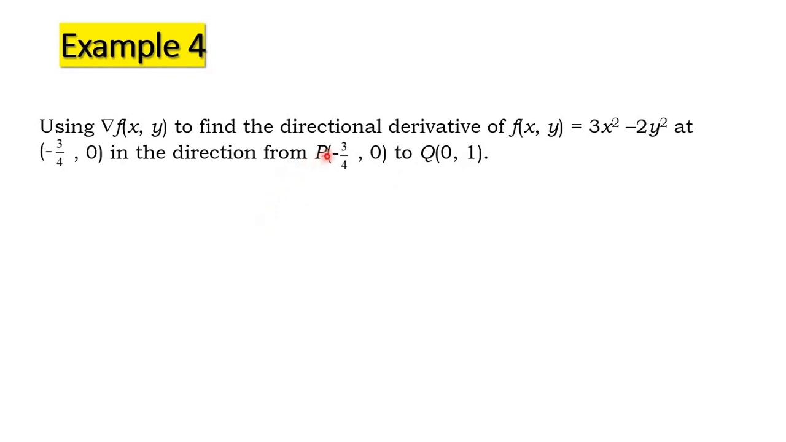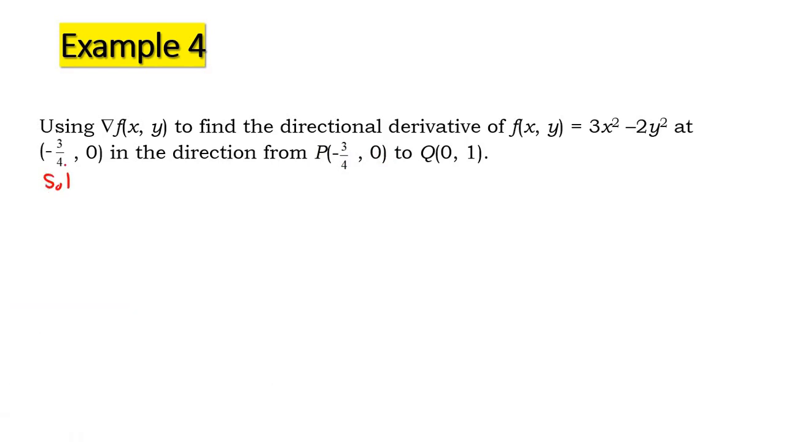In example 1, the unit vector is given directly. Example 2 is given in vector a. Example 3 is given a unit vector making an angle of pi over 3. Example 4 here is given two points. So given two points, we can find the vector PQ and then make it a unit vector.